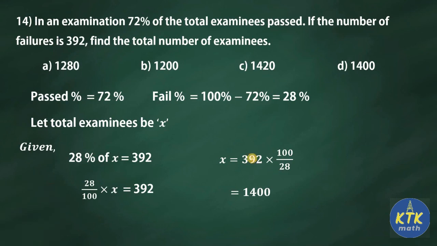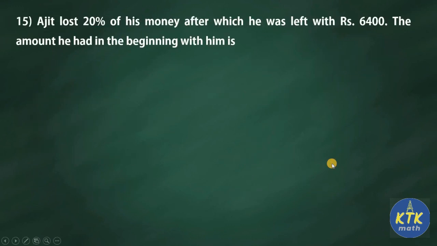I will do the cancellations also. You can choose the 7 table here. 4 sevens are 28. Here 5 sevens are 35, remaining 4 will be there 6 times. Now 56 by 4, how many times? 14 fours are 56. Therefore 14 into 100 is 1400. Therefore your answer for the 14th question is 1400. We'll move on to the last question, the 15th one.